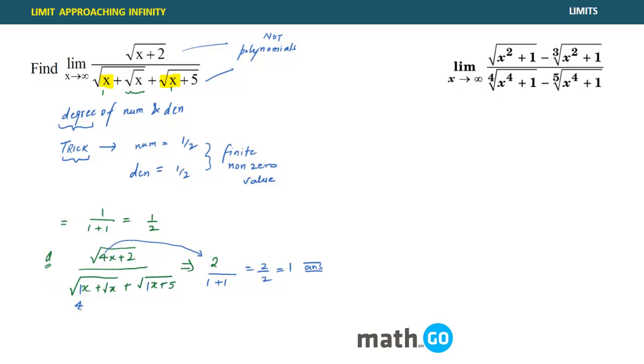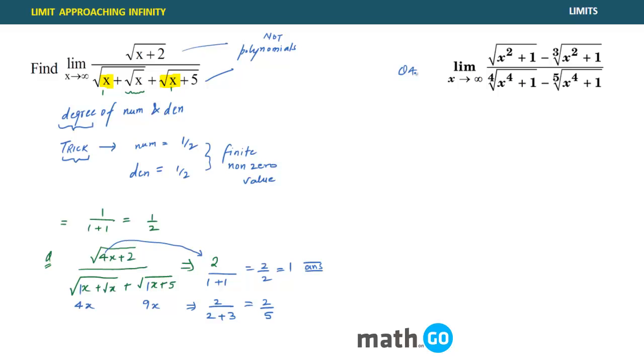Had it been that here was 4 and there it would have been 9x, let's say 4x and 9x, right? So what answer would it then have been? 2 upon 2 plus 3, right? So the answer would have become 2 by 5 in this particular case. I hope the concept is clear. Let's apply the same concept in this particular question.